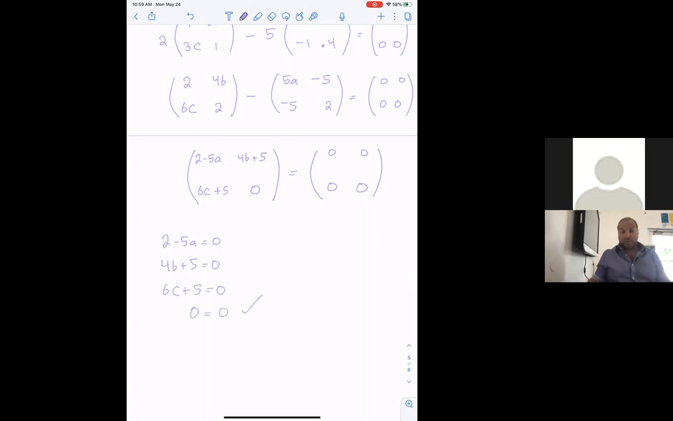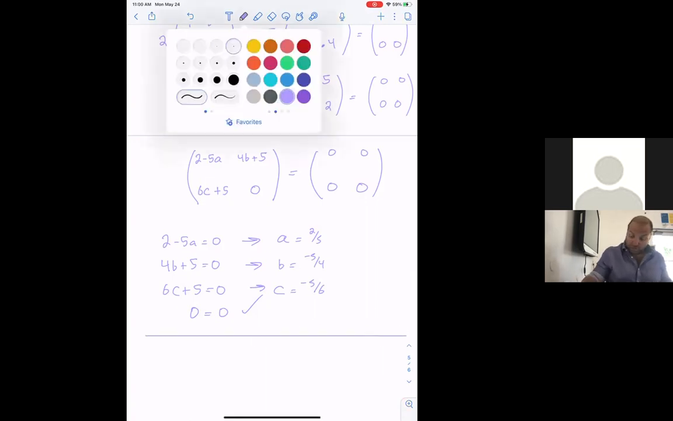Well, obviously the last one works automatically. If it didn't, we would immediately say there's no solution, because there's nothing you can put in there that will make these 2 things equal. So we're really happy it's equal to 0. The first one tells me that 5a is 2, so dividing by 5, a is equal to 2/5. The second one, if I subtract 5 and divide by 4, b is equal to -5/4. And if I subtract 5 and divide by 6, c is equal to -5/6. So we have solved for the only a, b, and c that make these 2 matrices equal to each other.